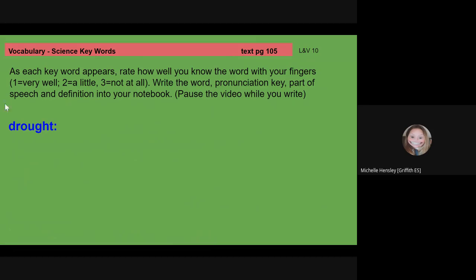Okay? Drought. A drought, single syllable, drought is a noun. That means it's a person, place, or thing. And the definition is a long period of time with little or no rain. A long period of time with little or no rain is a drought. We live in the desert, so we're quite familiar with drought. We have lots of time with little or no rain. In fact, we got very little rain this year in August when we normally have our monsoon season.